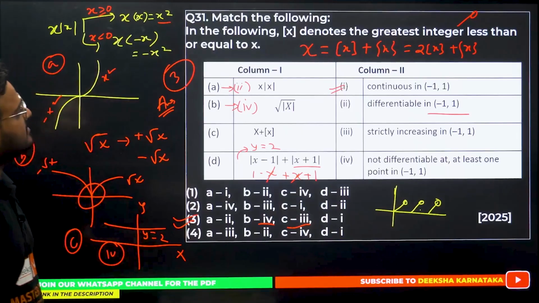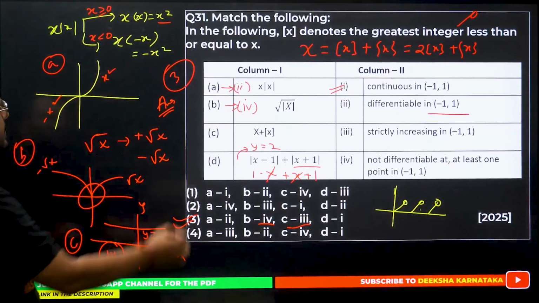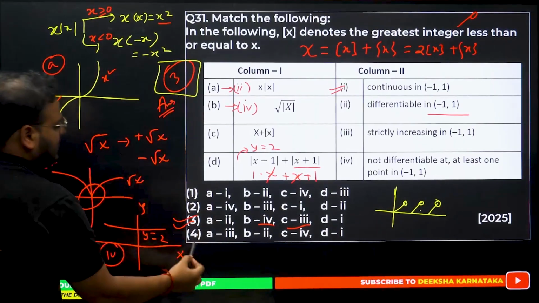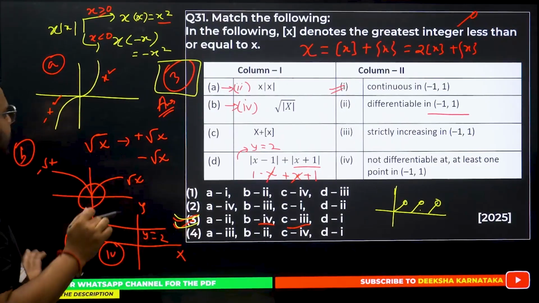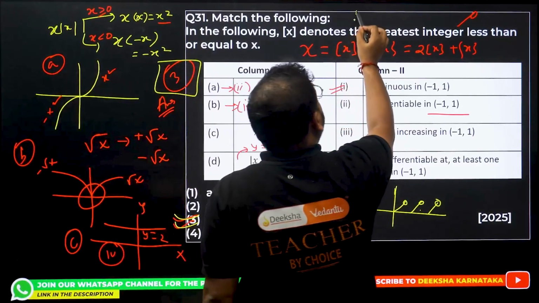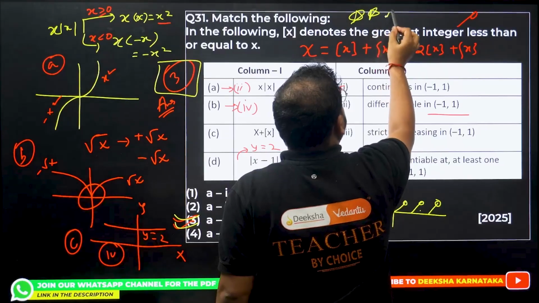So you get the answer as 31. Option 3 is correct. This is my final answer. Okay. Option 3 is correct. Okay. Clear? A very, very good question. This is a question for toppers.